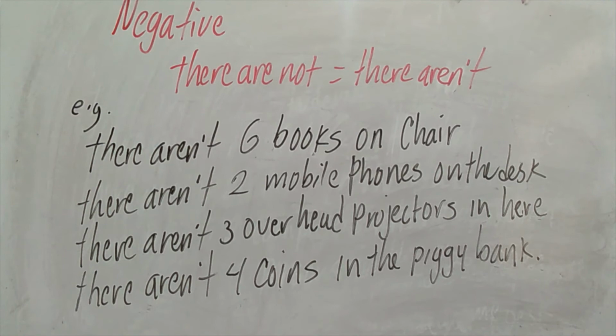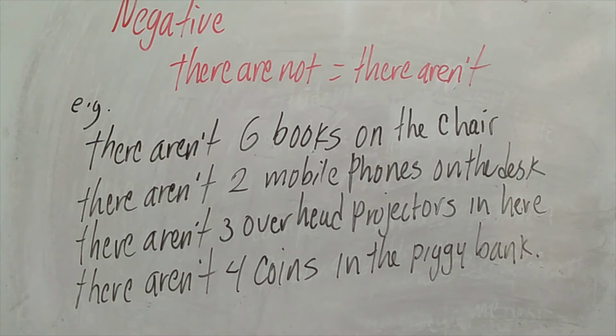Once again, we want to repeat it, okay? You said, there aren't 6 books on the chair. There aren't 2 mobile phones on the desk. There aren't 3 overhead projectors in here. There aren't 4 coins in the piggy bank, okay?